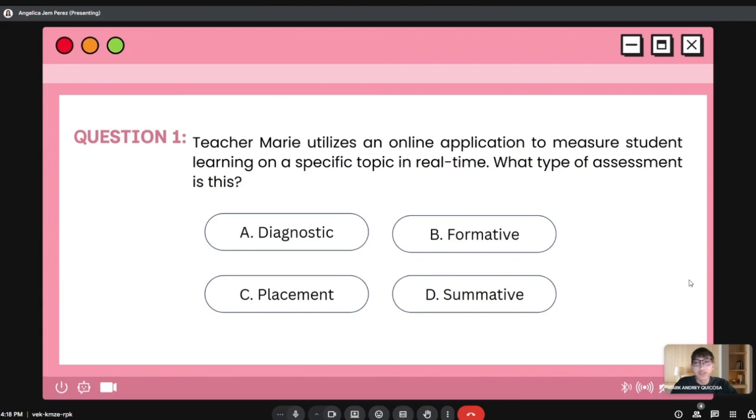So what's the correct answer? So it's letter B. Why? Assessment done in real time during a lesson to monitor progress and adjust teaching is called formative.